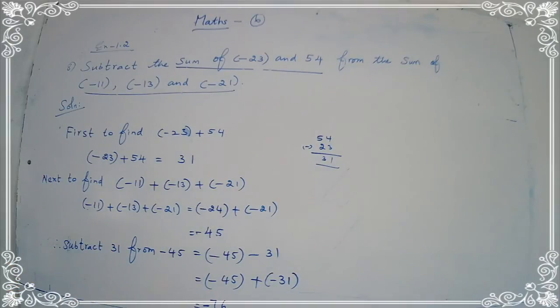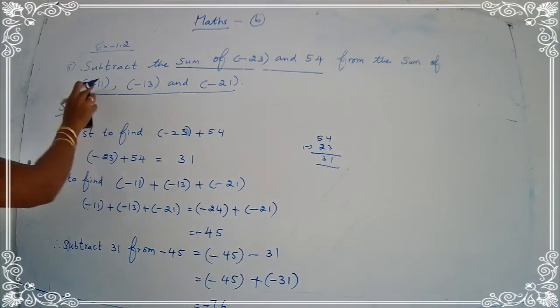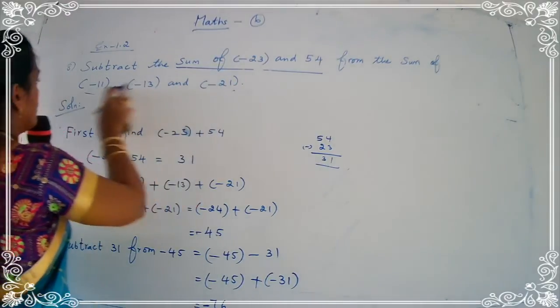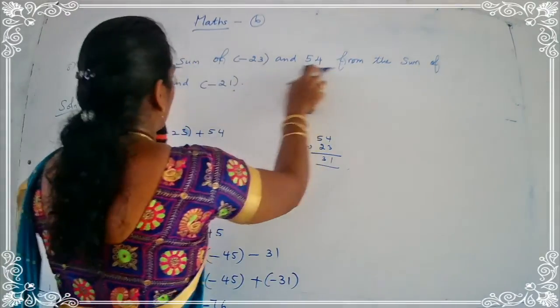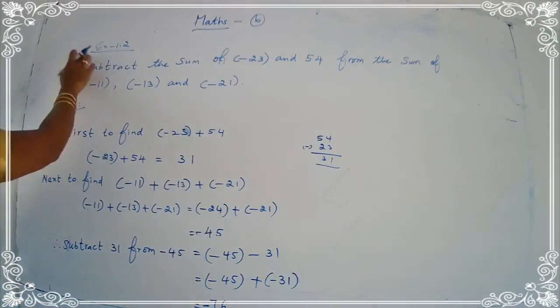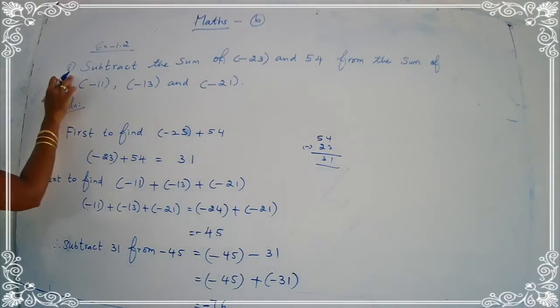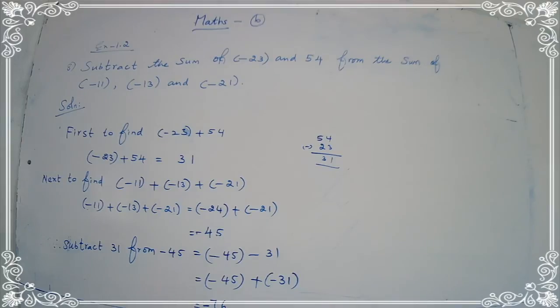Okay? Yes. Now you continue the classwork. This is the 8th question. Already 7th question is done. Now we write the 8th question. Subtract the sum of minus 23 and 54 from the sum of minus 11, minus 13 and minus 21.